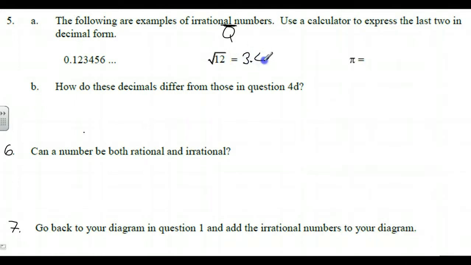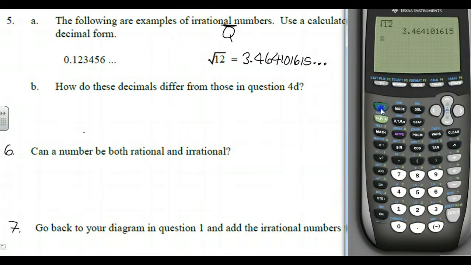3.464, 101.615, keeps on going. Pi, calculator. Second, pi, and then hit enter and you get the decimal.